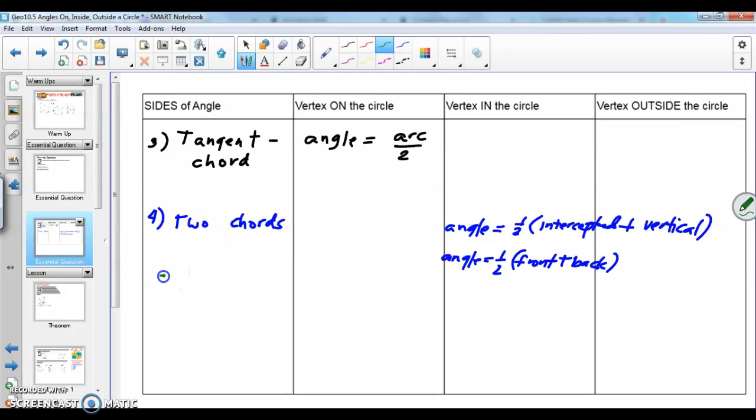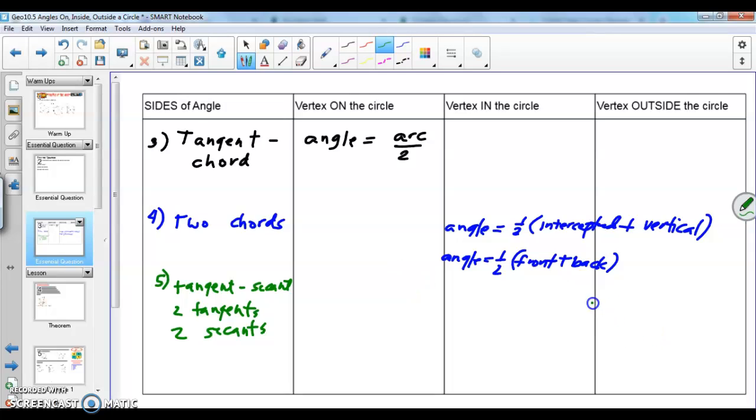we're now in number 5. So remember that there's a lot of possibilities in here. It could be a tangent and a secant, or two tangents, or two secants. And these 3 form an angle that's outside the circle.